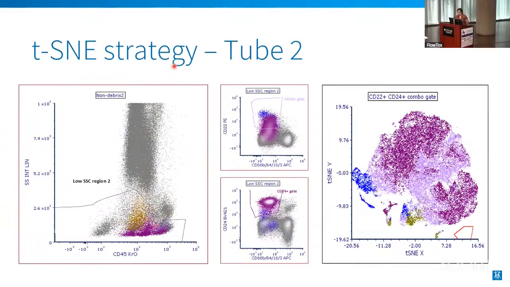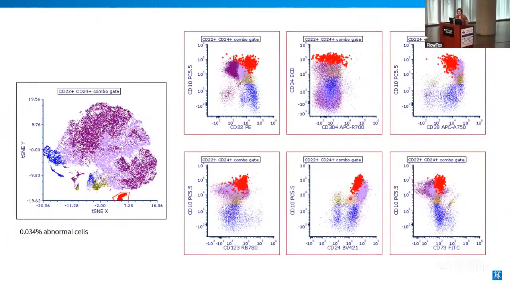So we put tube 2 into the T-SNE. These colors are sort of meaningless on this particular T-SNE plot, but I floated my empty gate onto these various islands to see if anything looked abnormal. And sure enough, this little bottom island was 0.034% of the WBCs and showed that same expression of 34 and 10 and 38 that our tube 1 found.